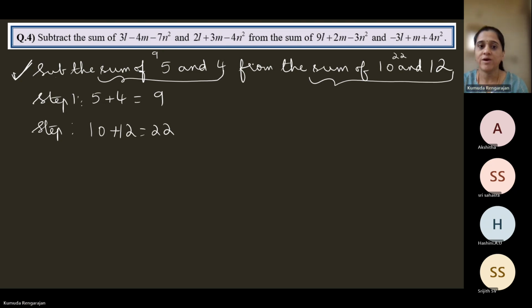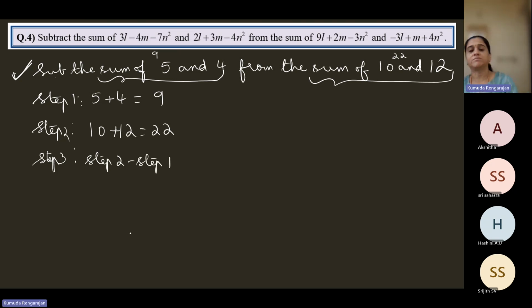Now read the question. Subtract 9 from 22. You understand how? Now read it like this. Subtract 9 from 22. So what do you do in step 3? 22 minus 9. That is step 2 minus step 1. Correct? Do it. Work the answer in 3 steps. Step 1, step 2, and step 3.